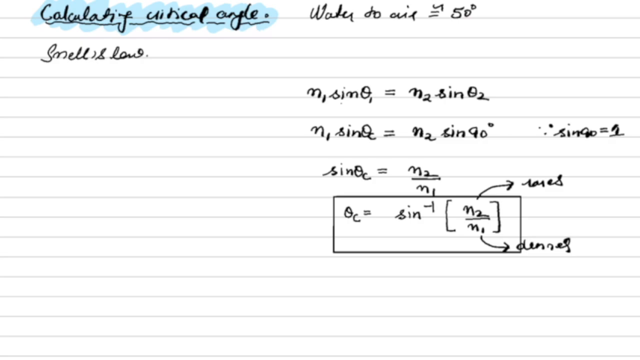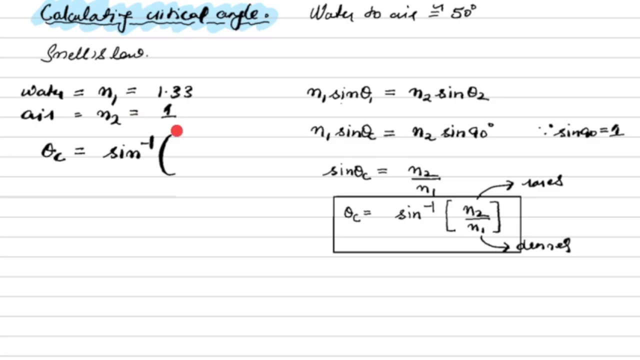Now let's come and calculate. Let's discuss how we can calculate for water to air. So we know water is the first medium, so n1 is 1.33, and for air, that is our n2, the refractive index will be 1. So now we just need to plug these values in. The critical angle for this scenario will be sine inverse of n2 by n1, or 1 by 1.33 in our case.